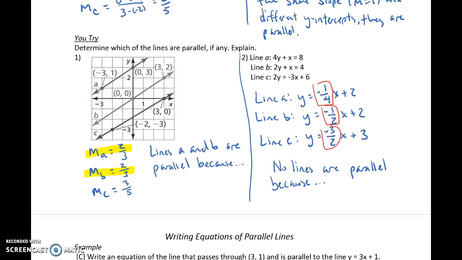We're going to go ahead and finish the notes in class talking about how to write equations of parallel lines using our point-slope form to create slope-intercept form. But please come back to class with questions if you have questions about how you can tell lines are parallel based on slopes. Thanks for listening.